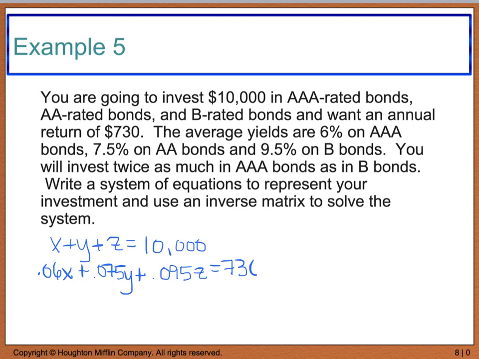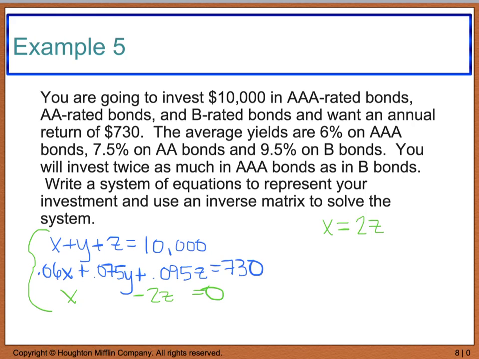or $730. Now my final piece says that you want to invest twice as much in our AAA bonds as you do in the B bonds. So what this tells me then is really my x equals my 2z. If I rewrite that, where my variables are on one side, I'm going to say x minus 2z is equal to 0. And now I have my system of 3 equations and 3 unknowns.